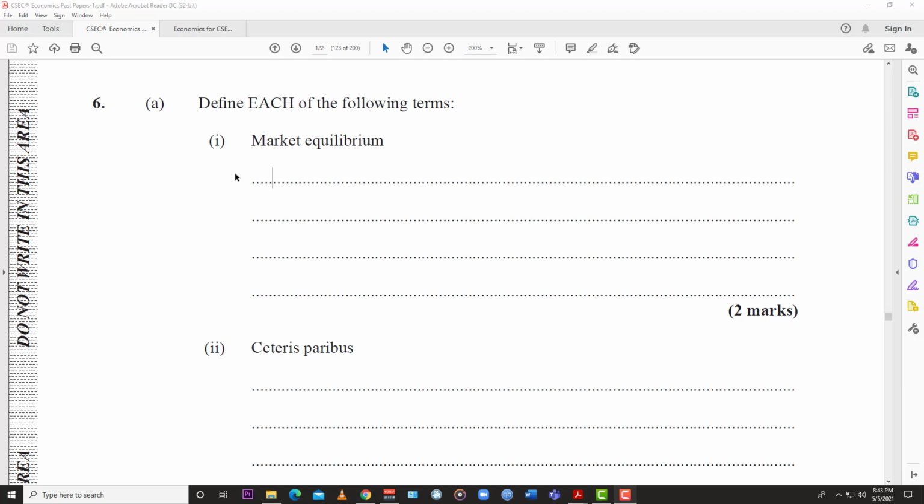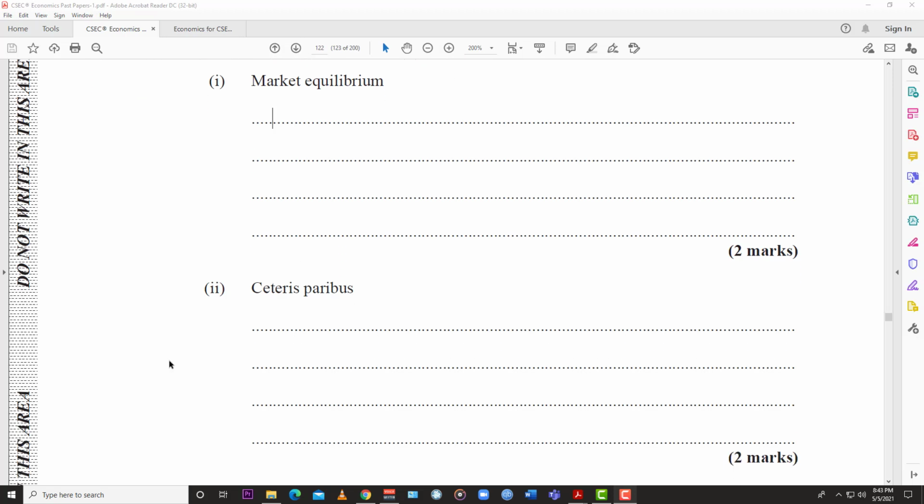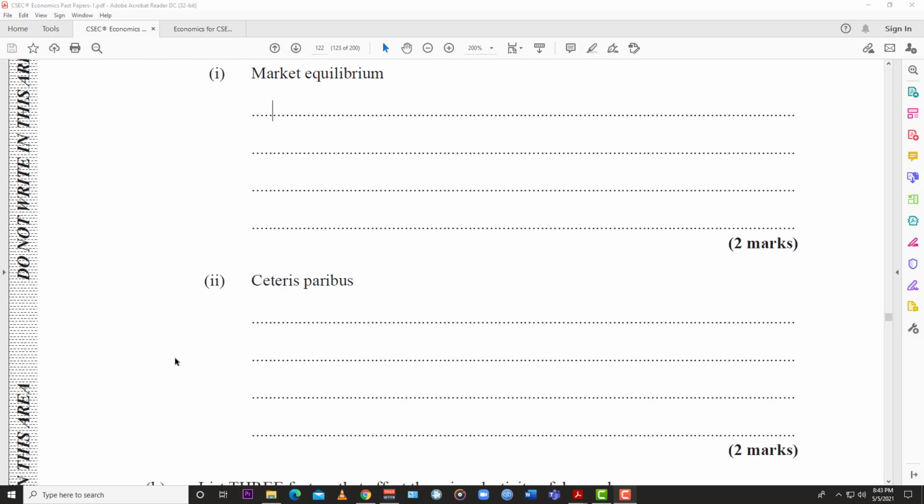So let's just jump right into it then. Define each of the following terms: market equilibrium, ceteris paribus. And so it's 2 marks each, so it's very straightforward.